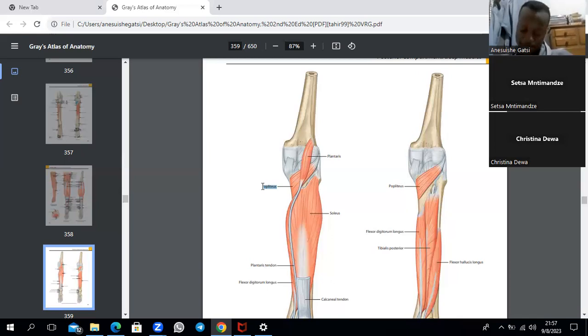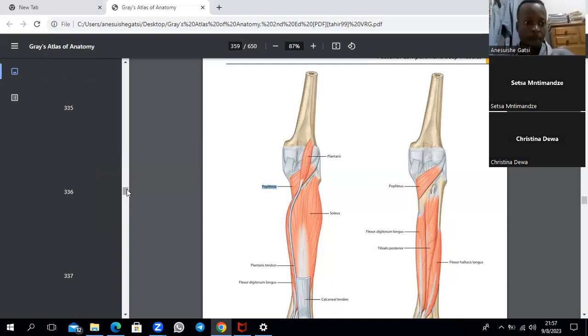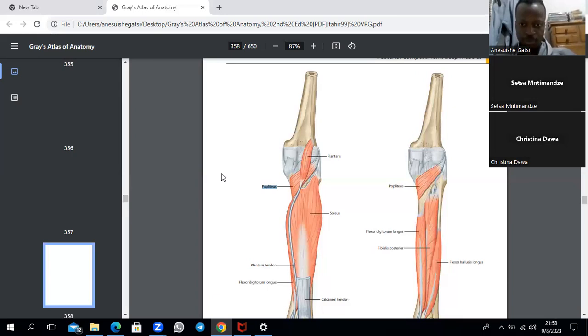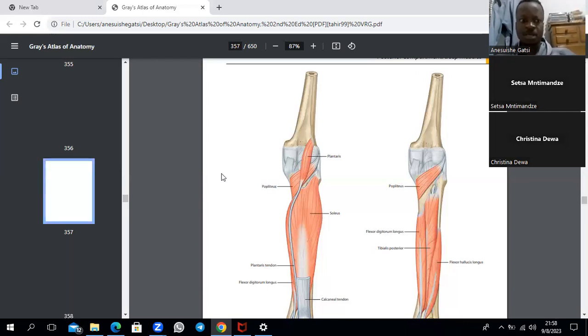Go ahead. I'm saying, where's the soleal line? Where is it? Okay, let me look for a tibia. It's fine. Or maybe I actually don't need a tibia.